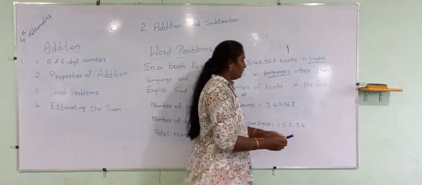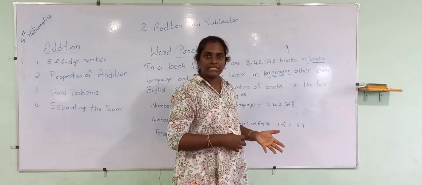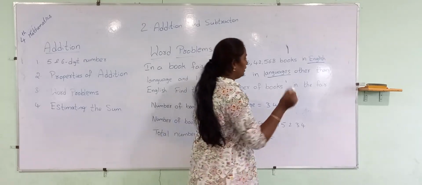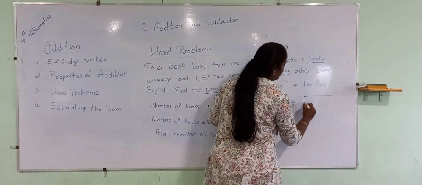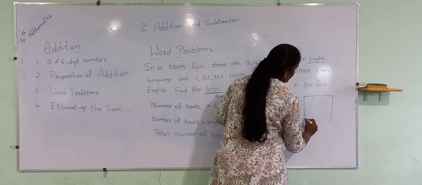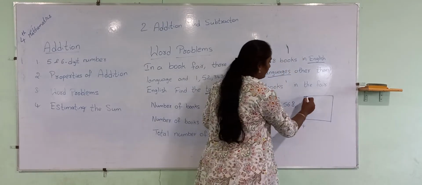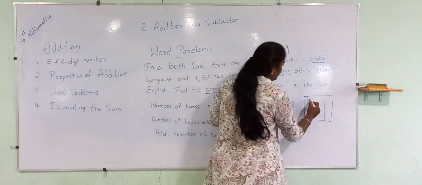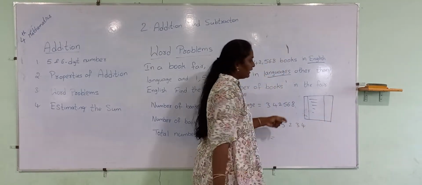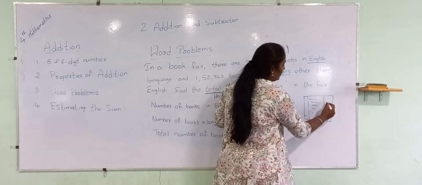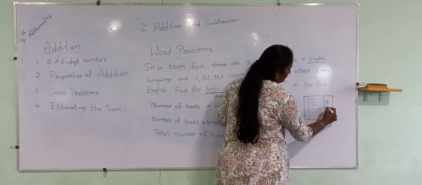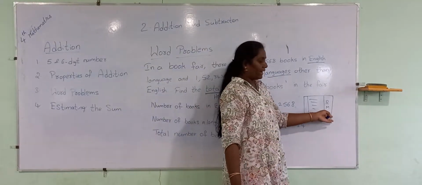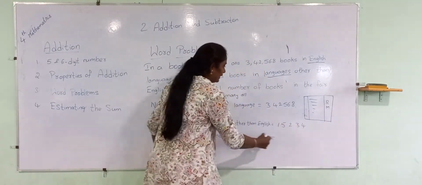But where do we do the addition? We have to do the addition in the margin. If suppose it is your book, here one margin is there. We will write the steps here. If any calculation is there, we will do it in the right side margin. Now do the addition in the right side margin and write the result here.